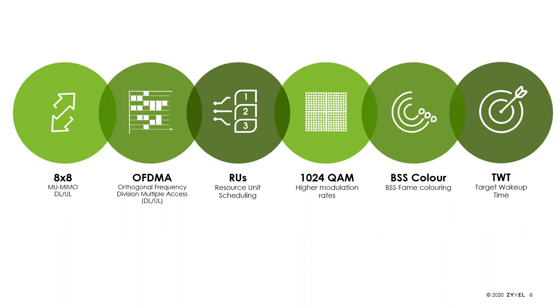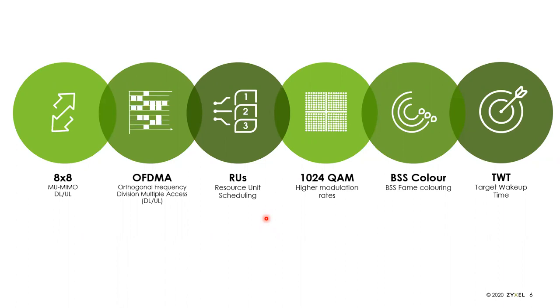This is the new encoding standard. This has been borrowed from LTE in the cellular world. And it gives us a lot more control over how the radio signal is being reused. We have what's called resource unit scheduling. We've increased the QAM, which is the encoding, up to 1024 QAM. We have what's called BSS color coding, which helps solve interference.